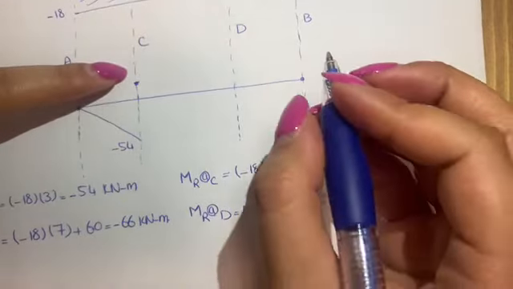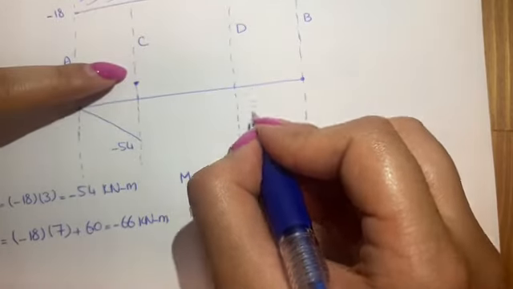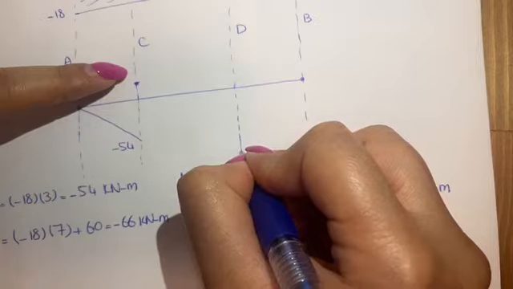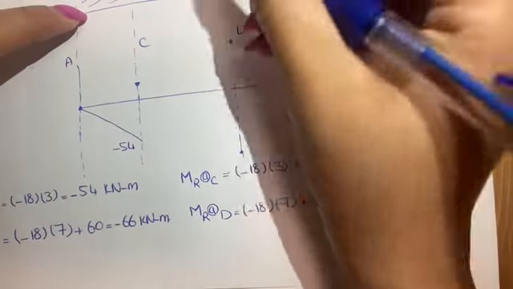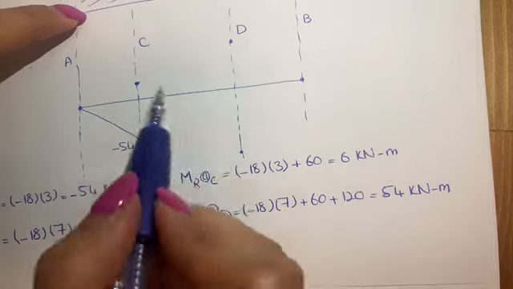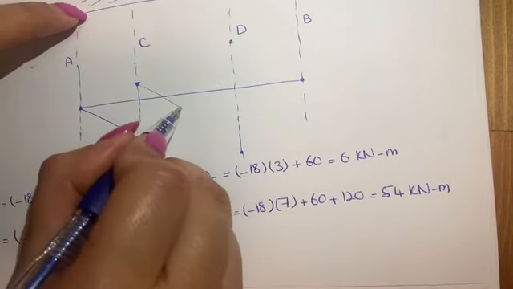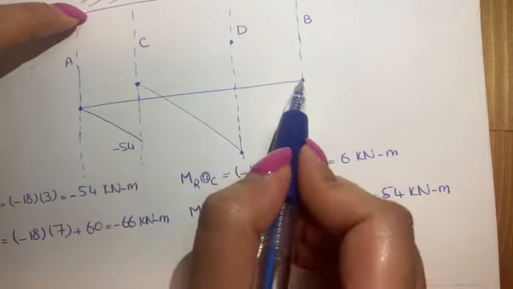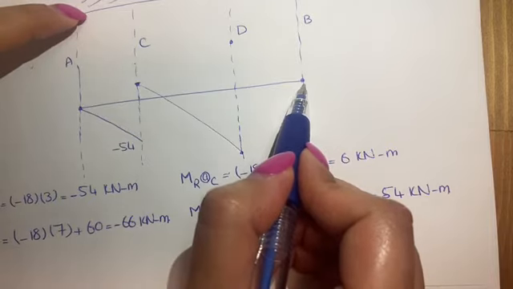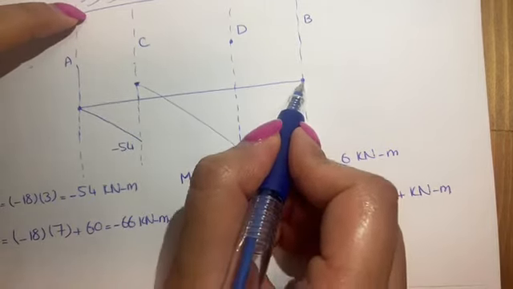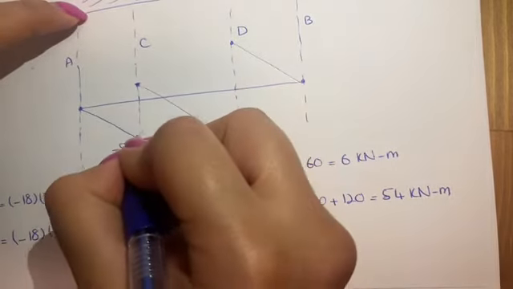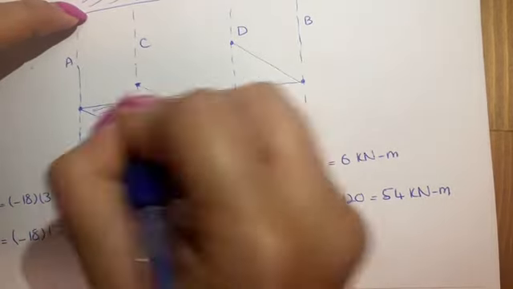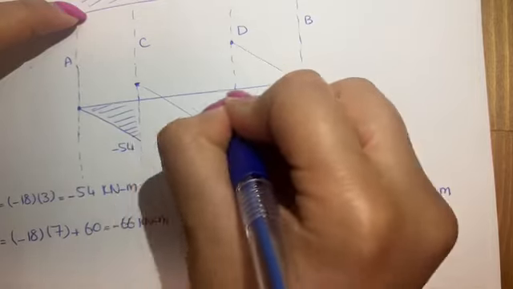So at point D, left hand side, we have minus 66, and right hand side we have positive 54. So from here we're going to go here, and at point B we also mentioned that the bending moment is 0. So this is the bending moment diagram of the beam.